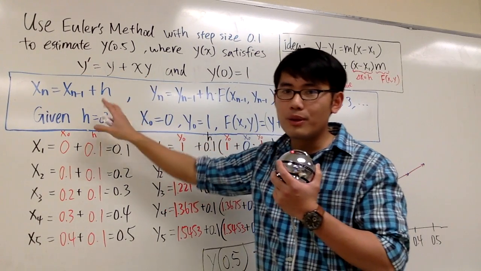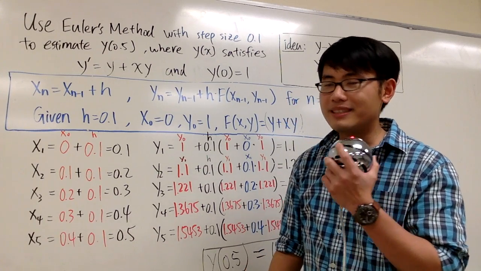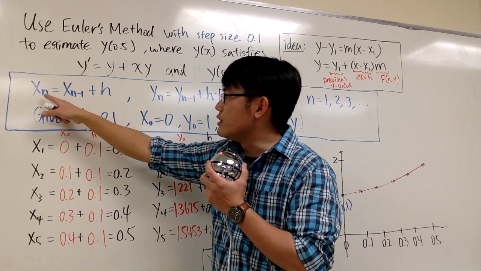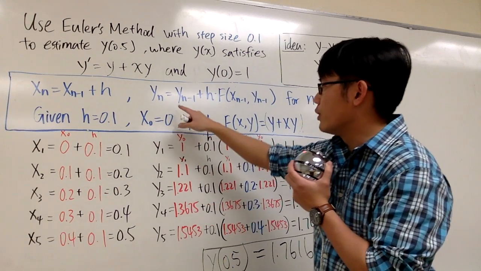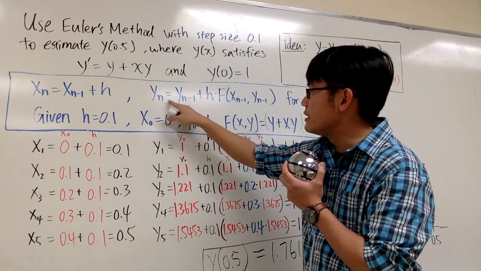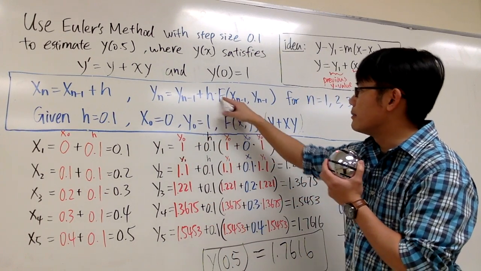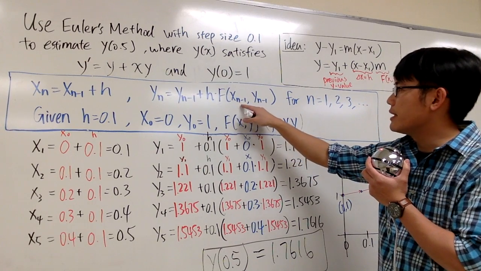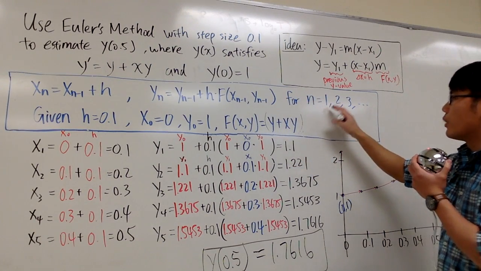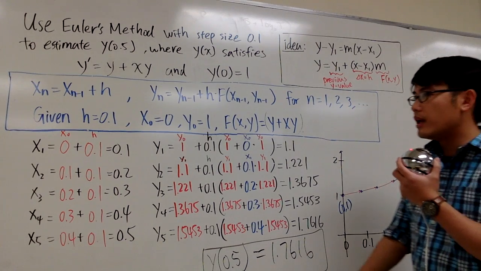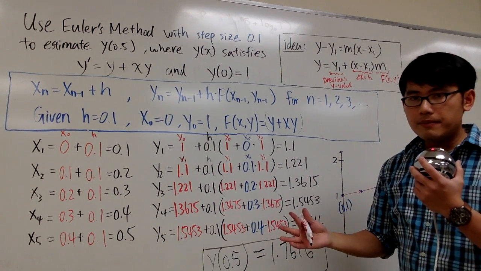And here are the formulas for Euler's method. We have the xn formula, which says xn is equal to xn minus 1 plus h, and we also have the yn formula, yn is equal to yn minus 1 plus h times capital F of xn minus 1 comma yn minus 1, and this is good for n is equal to 1, 2, 3, 4, 5, and so on. So here's the idea.